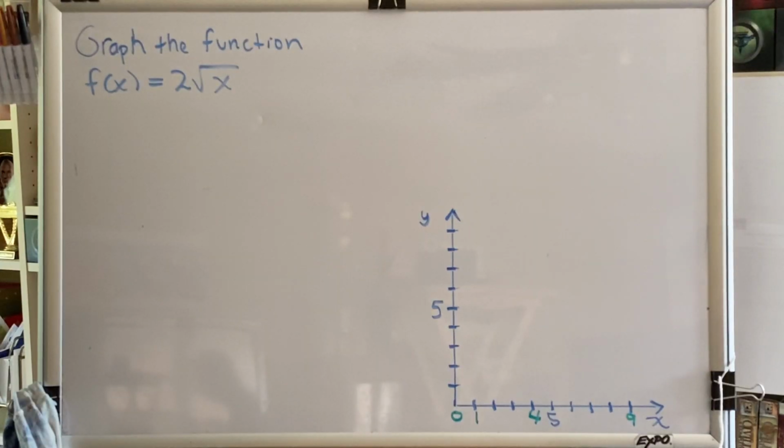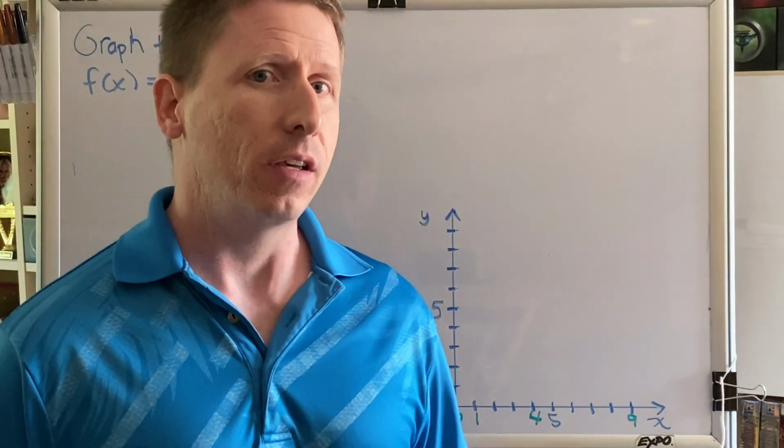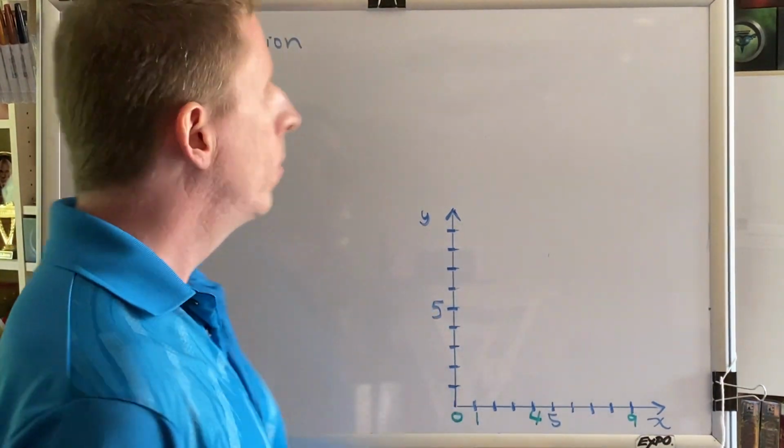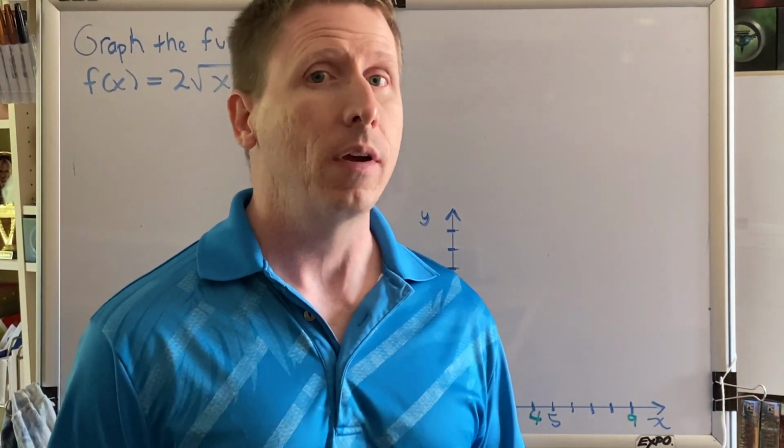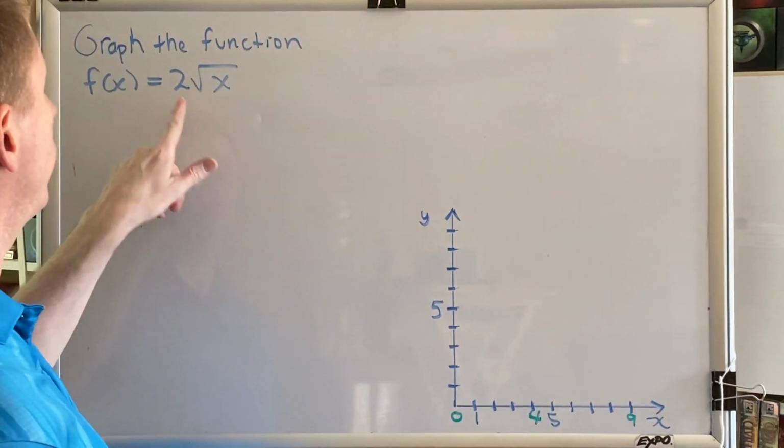Topic of this video is graphing transformation techniques, vertical and horizontal, shrinking and stretching. Let's look at a problem. Graph the function f of x equals 2 times the square root of x. Okay, so we clearly recognize this as a transformation problem. It contains the square root of x, which is one of the functions from the library of functions. However, it's been transformed by this 2.